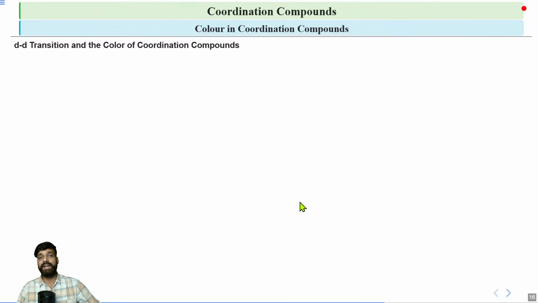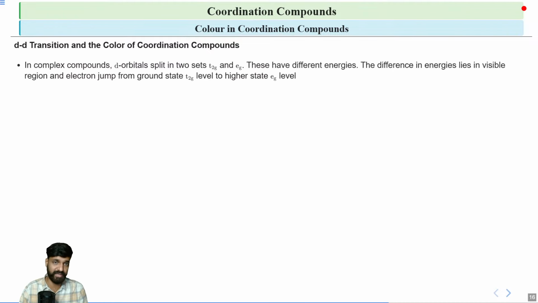Now, next, regarding the color in your coordination compound. Okay, so the basic and the most important for you is the DD transition. So, we have talked a lot about it. I will just put some important points regarding it. So, just listen to it very carefully.